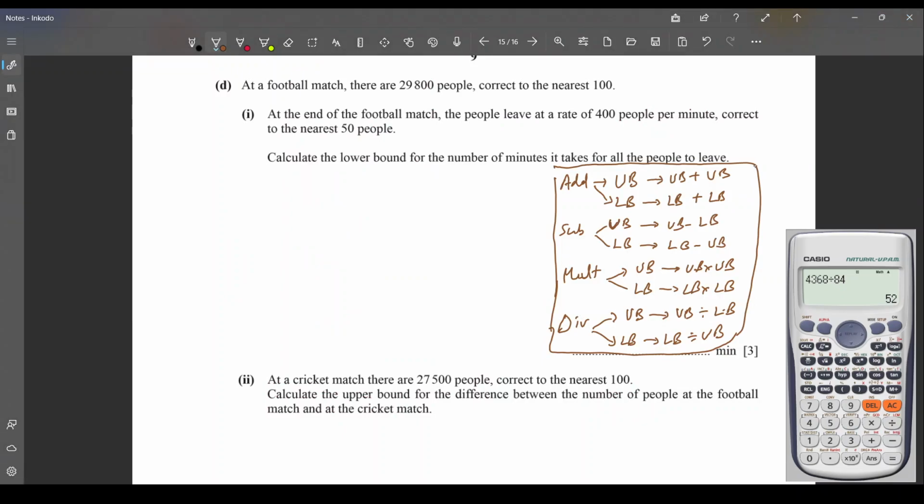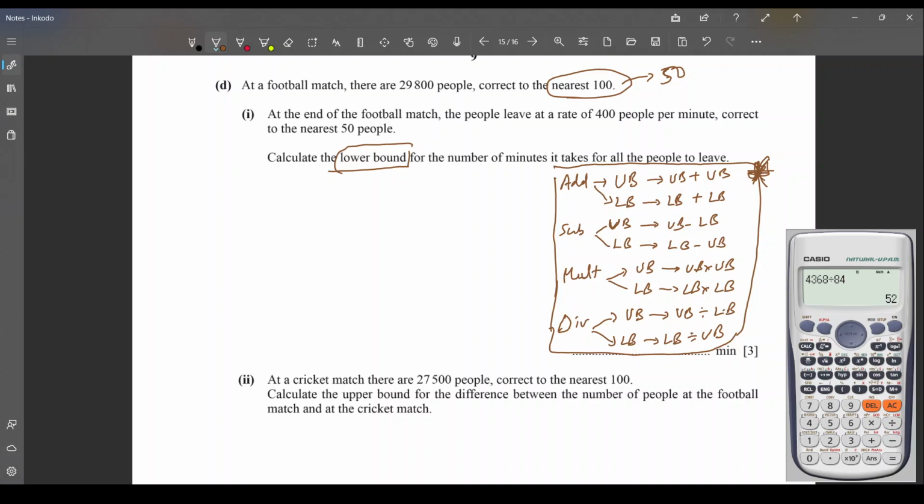For this question I just tagged this very important formula. The question is about a football match, and because it is an upper bound lower bound question, we have to find the lower bound for the number of minutes it takes for all the people to leave. At the football match there are 29,800 people, correct to the nearest 100. So we have to take half of that. Half of that is 50, right?